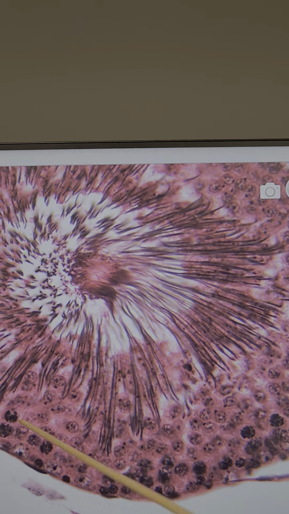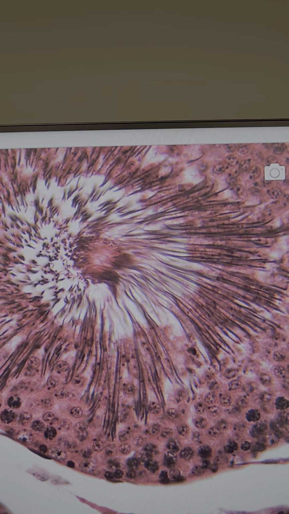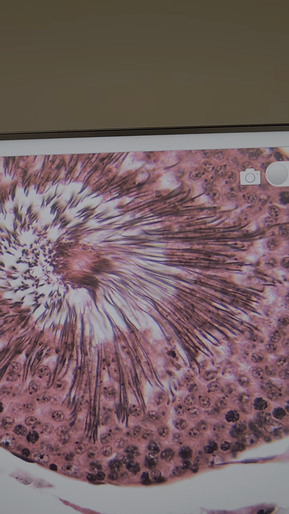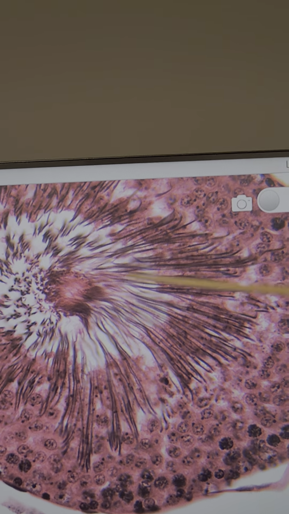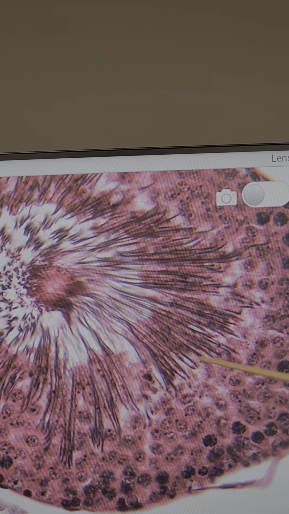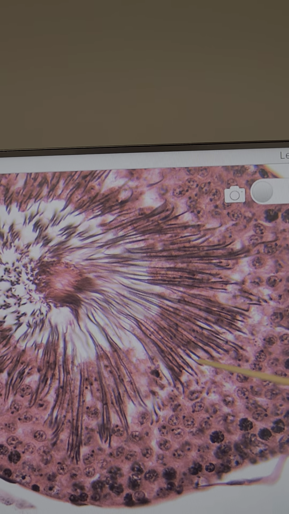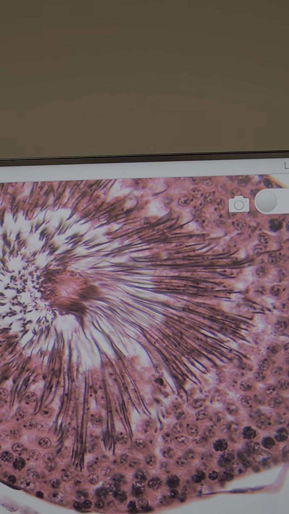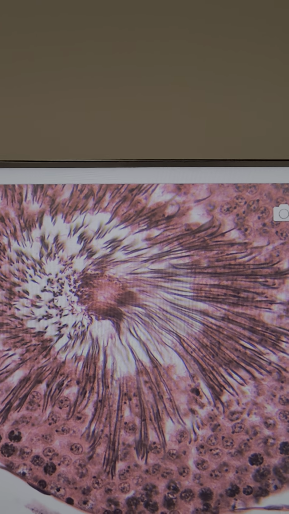Remember that they will divide to produce primary spermatocytes, which will divide to produce secondary spermatocytes, which will produce these spermatids or spermatozoa. And all of these lines are stereocilia, which attach to the spermatozoa to form the spermatids, which again are the same as spermatozoa.